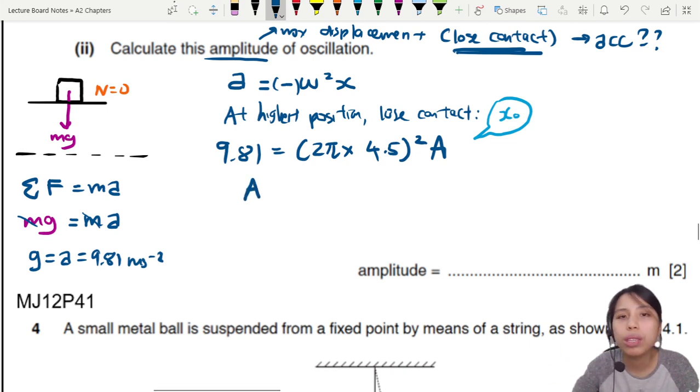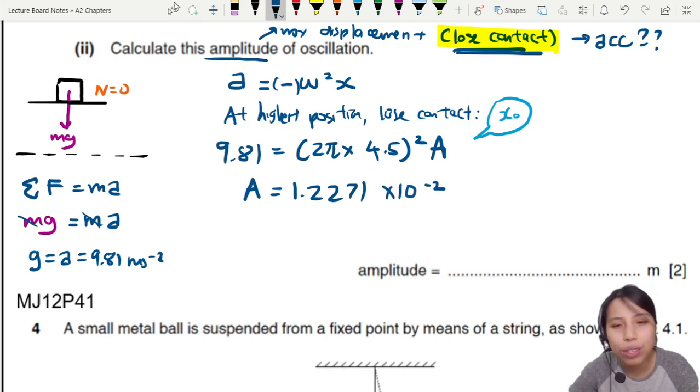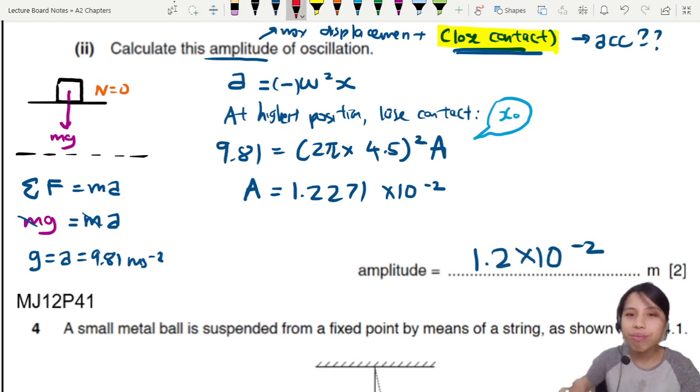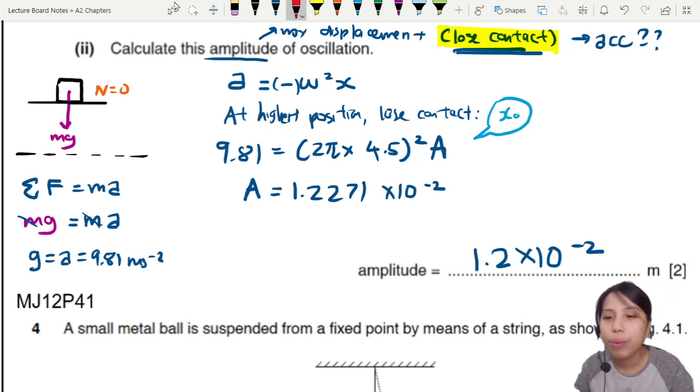So we find the amplitude here when you lose contact. Remember, we are looking at when you lose contact. Where is the amplitude? This would get you 1.2271 times 10 to the negative 2. Very small amplitude. Here you can round off to 2 s.f., since everything looks like 2 s.f. other than the constant 9.81. So we're going to stick to 1.2 times 10 to the negative 2. This is how you can find the amplitude when you lose contact.